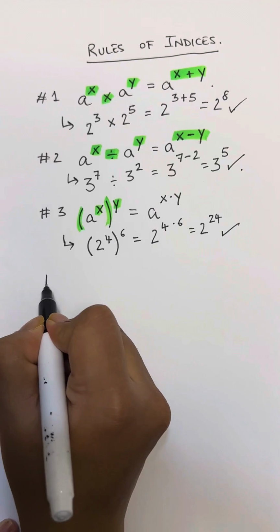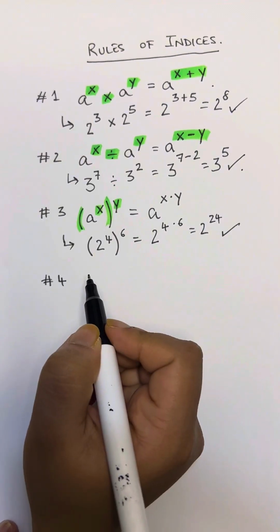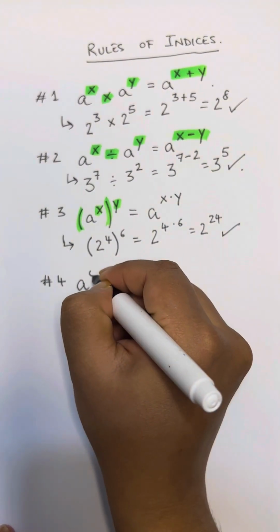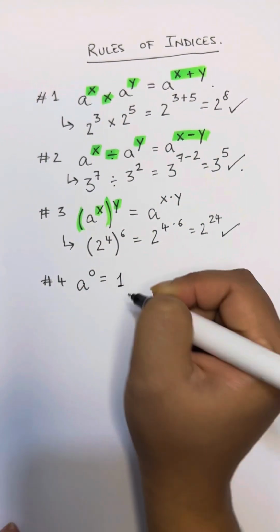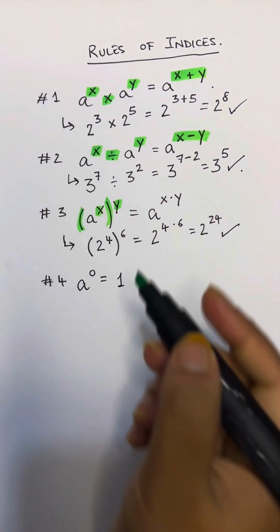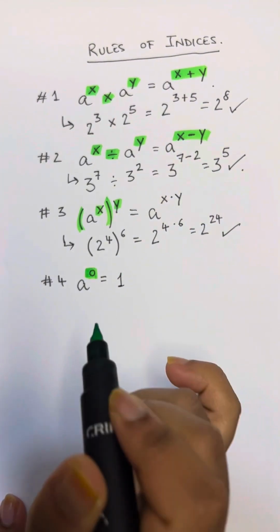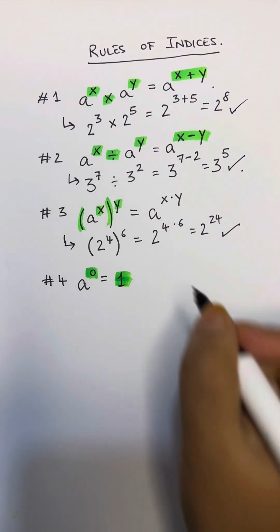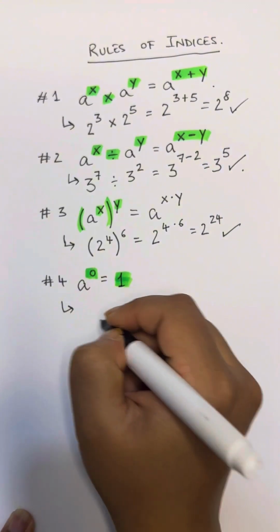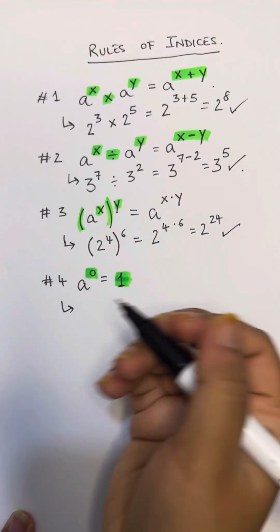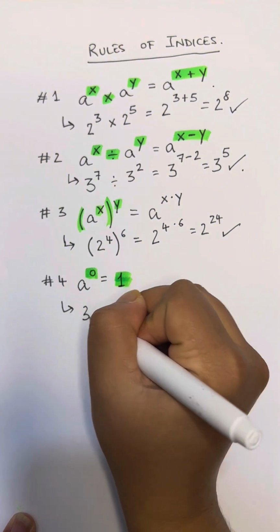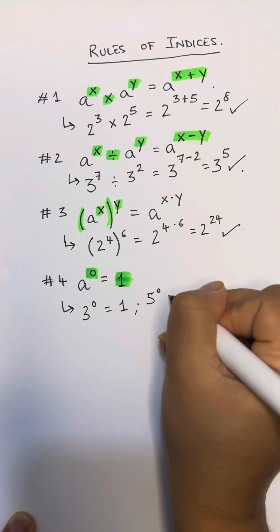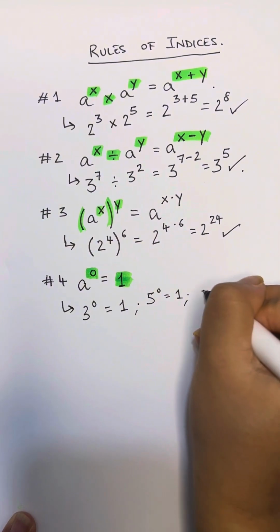Let's move on to the next one, which is 4. Rule number 4 is a to the power of 0 equals 1. So any number to the power of 0 will always equal 1. For example, let's choose 3. 3 to the power of 0 equals 1. 5 to the power of 0 equals 1, and so on and so forth.